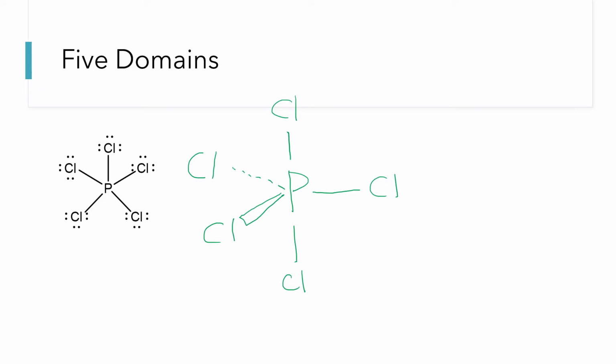Now, this essentially gives us two types of positions. The ones that are going up top and down below are referred to as axial positions, and the remaining 3 are referred to as equatorial positions.